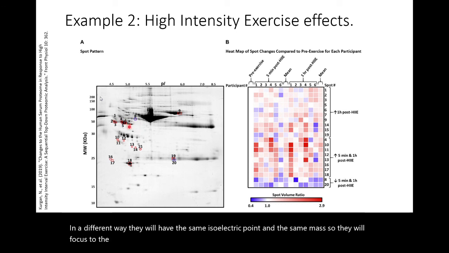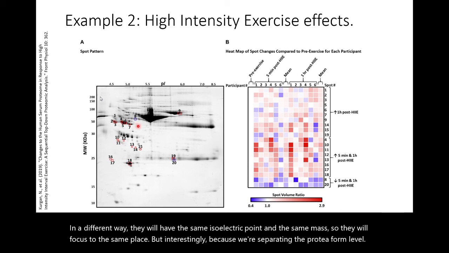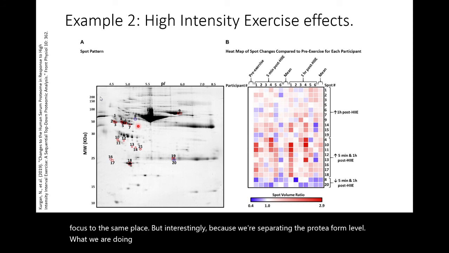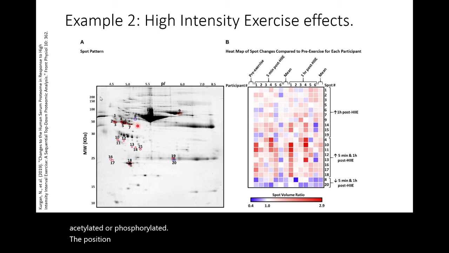But interestingly, because we're separating on the proteoform level, things that are post-translationally modified, that are cleaved or acetylated or phosphorylated, the position of the spot will move. So this is one gel as an example.